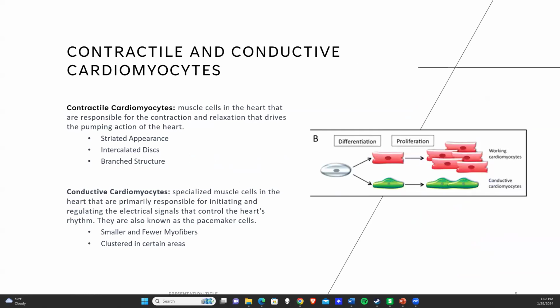And the heart is comprised of two different types of cardiac myocytes: contractile, which surprisingly are responsible for contracting the heart. These are denoted by their striated appearance, what they call intercalated discs, and they have a branched structure. If you look at the top portion of this picture, you can see how they are branched together. And conductive, which are responsible for initiating and regulating the electrical signal. They are smaller and fewer than the contractile myocytes, but they are clustered in certain areas to generate and direct that electrical pathway.